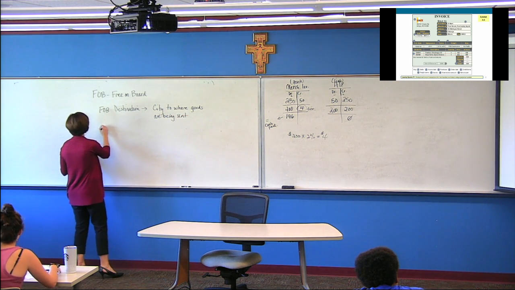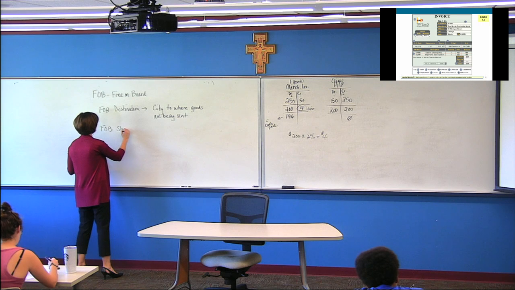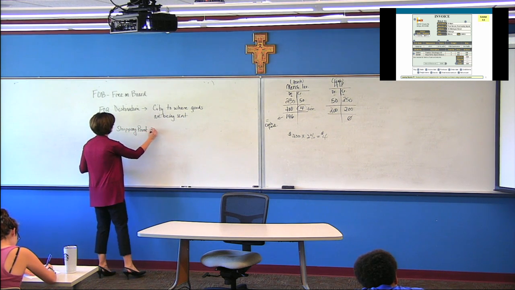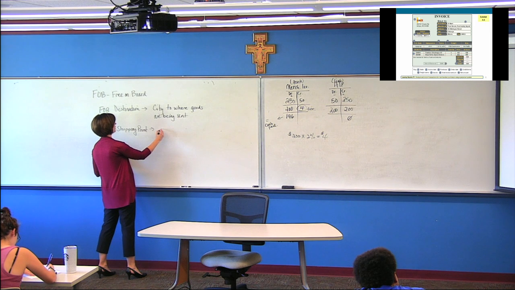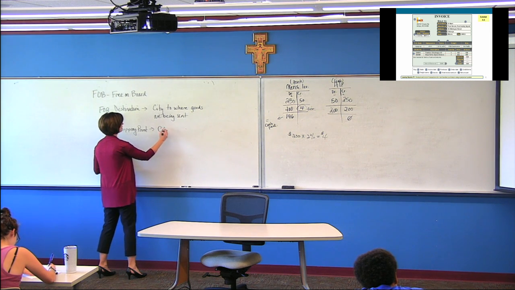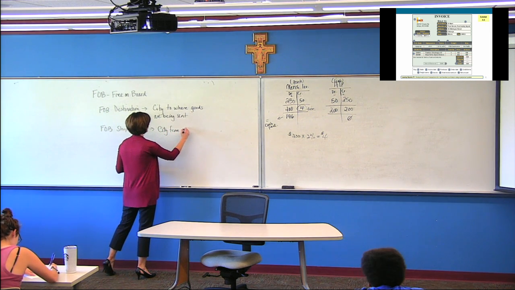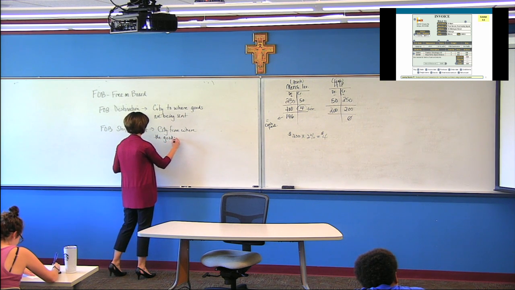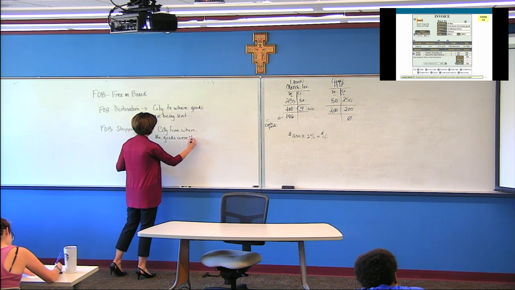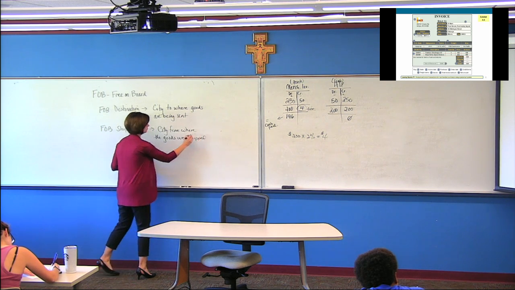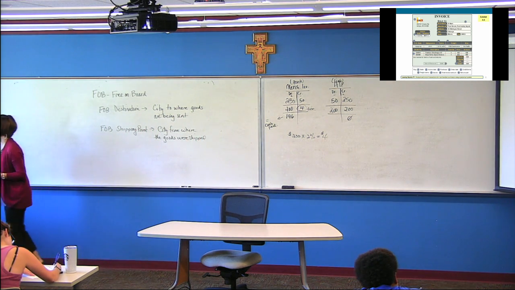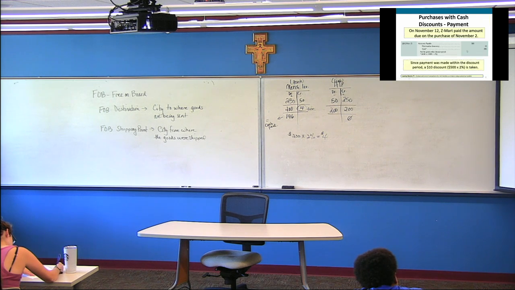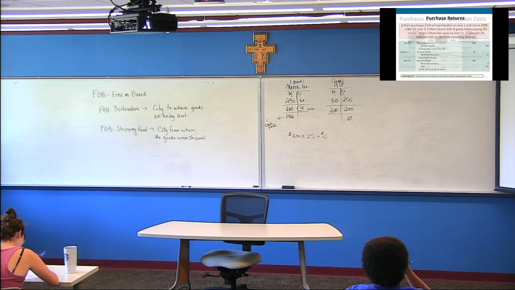And then something called FOB shipping point. And that is the city from where the goods were shipped. There'll be some sort of identification of those freight terms on that invoice somewhere. Now, what the heck do they mean, right?